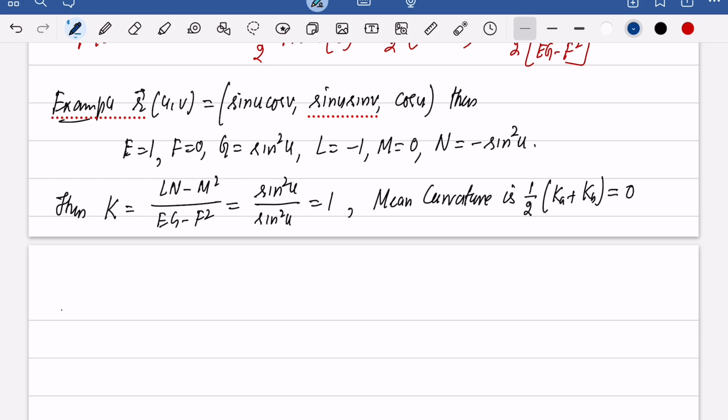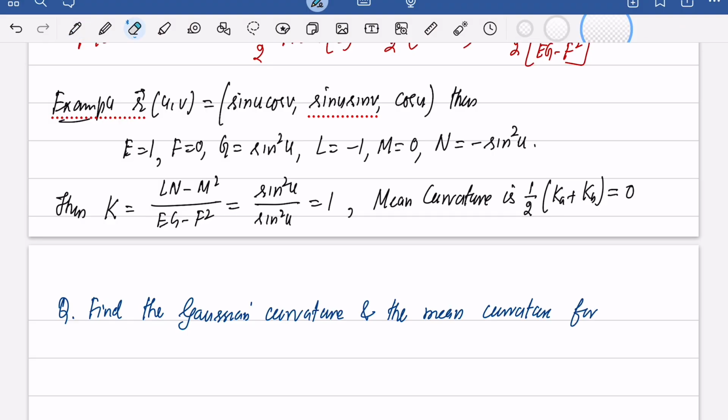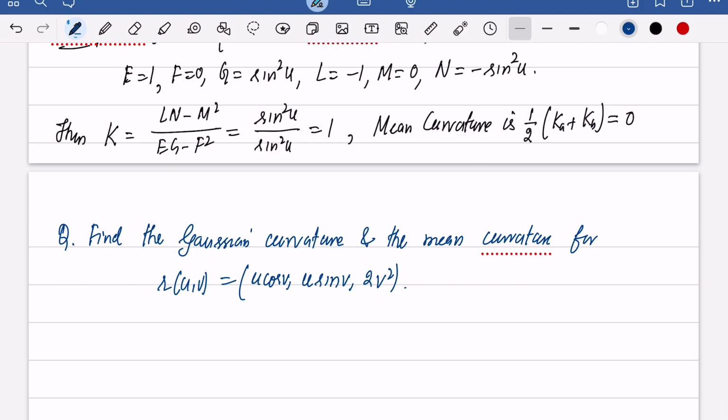We can take another example. So this is another question. Find the Gaussian curvature and the mean curvature for R of uv is equal to (u cos v, u sin v, 2v square), which is the question for which we had evaluated the first and the second fundamental forms. So we have all the values of E, F, G and L, M, N. Therefore, we can immediately write down the Gaussian and the mean curvature.